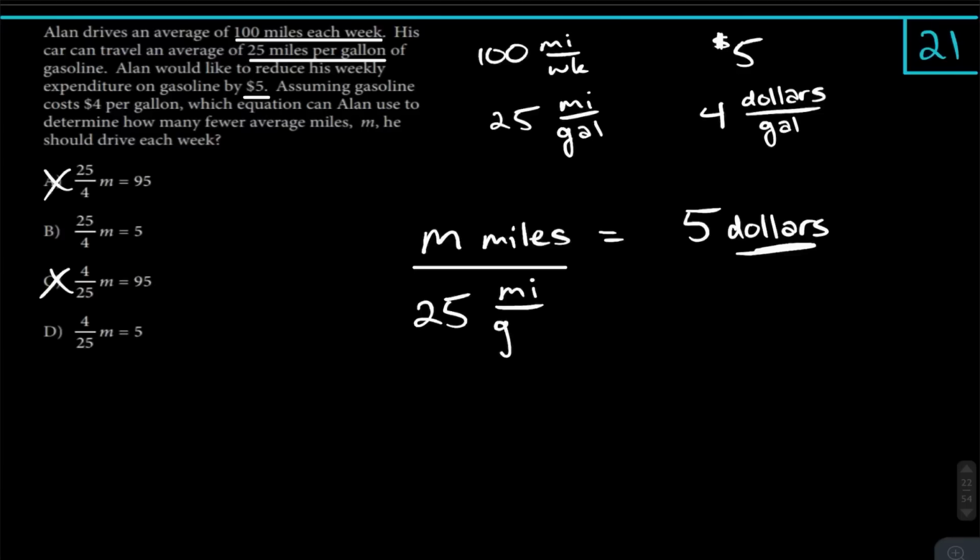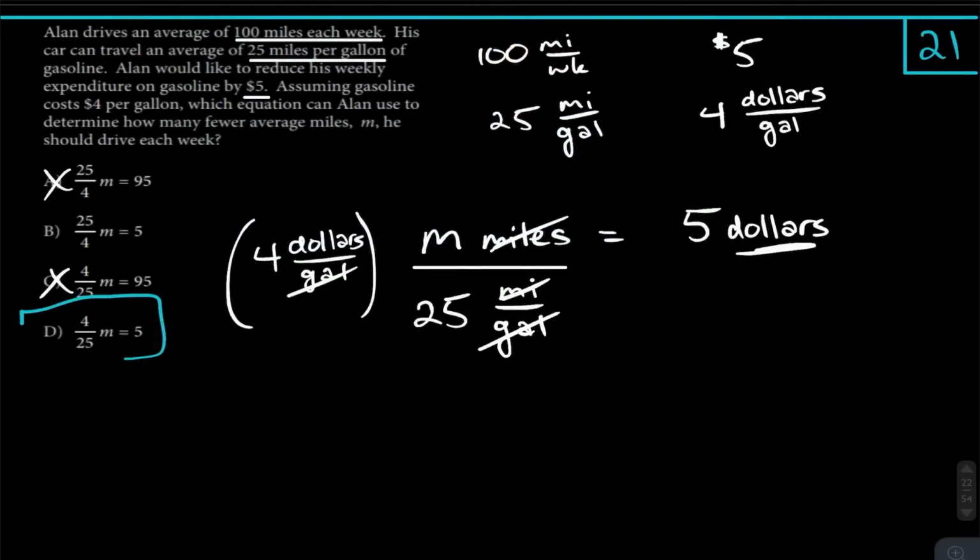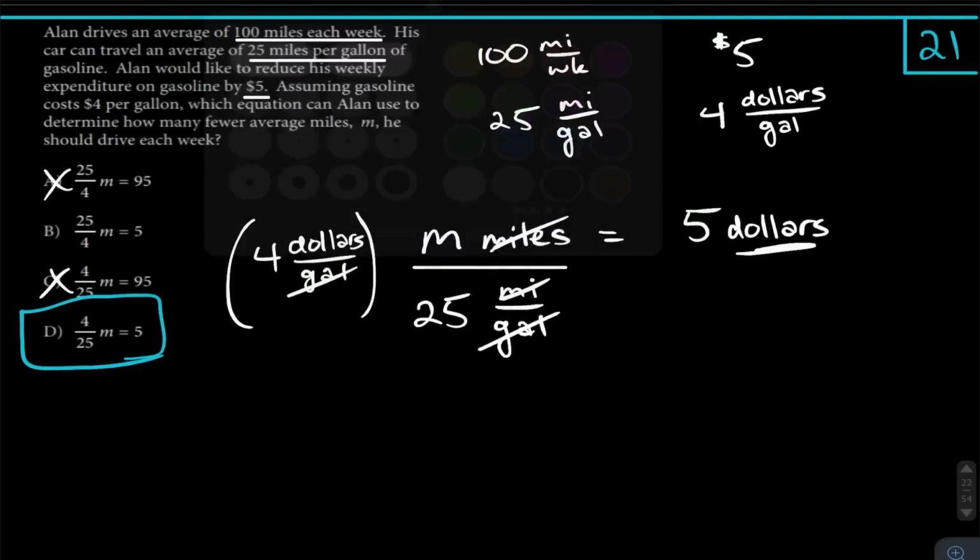We're going to cancel out miles here. And if we include the $4 per gallon on top, we're going to get 4 over 25. We can do $4 per gallon. The gallon in the denominator here will cancel out with the gallon in the denominator of the denominator, and we're left with just dollars. So we get that 4m over 25 is equal to 5, and that right there is choice D. A little bit tricky, but again, it's really all just unit conversion.